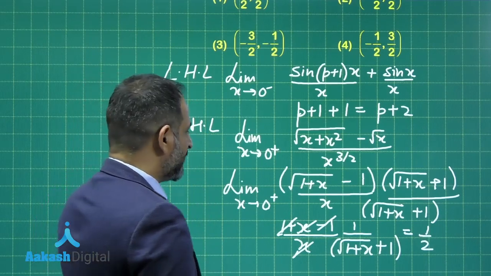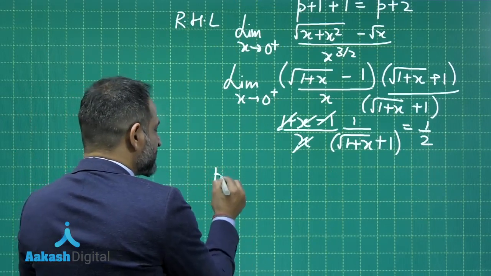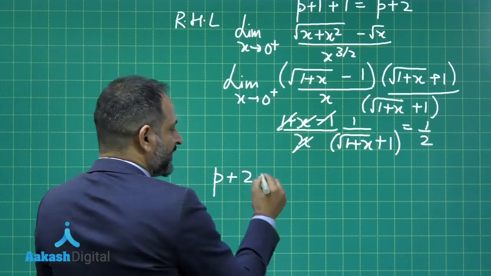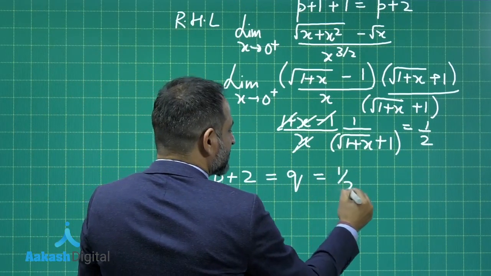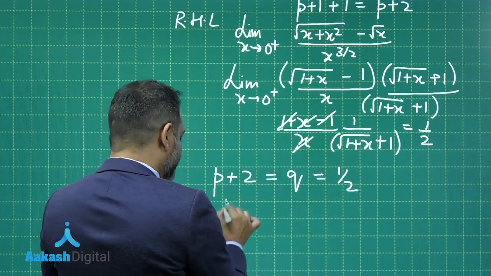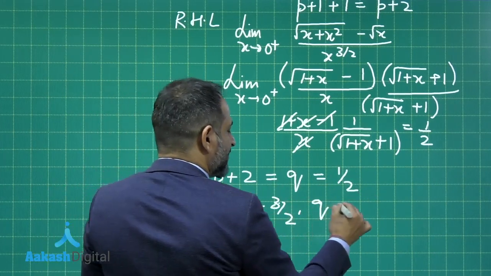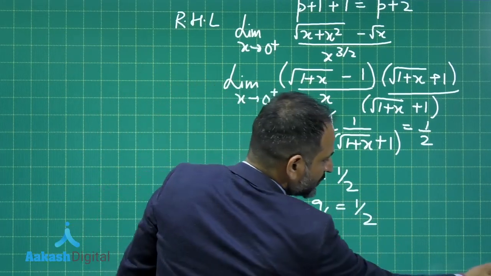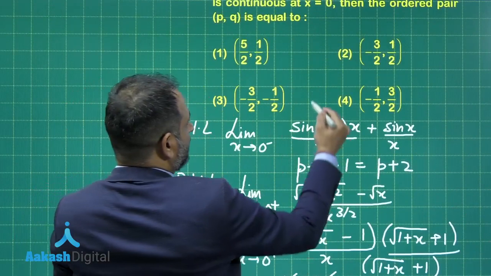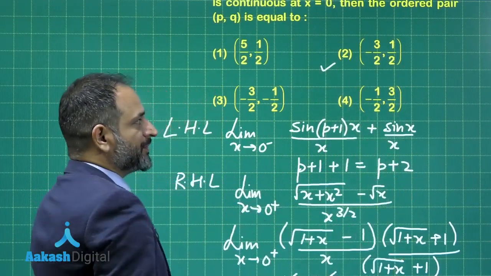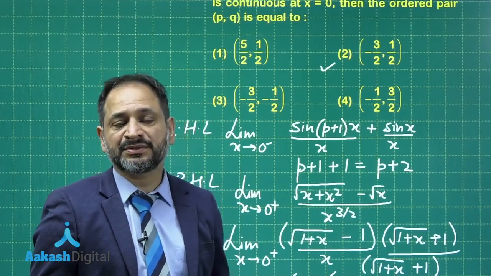So, what we do here, we are going to equate the left hand limit, which was equal to p plus 2, the value of the function which is given, that is q, and the right hand limit, that is equal to 1 by 2. So, from here p is equal to minus 3 by 2 and q is equal to 1 by 2. So, the option which is correct here, that is minus 3 by 2 and 1 by 2, the second option is the correct one. Now, let us move on to the next problem.